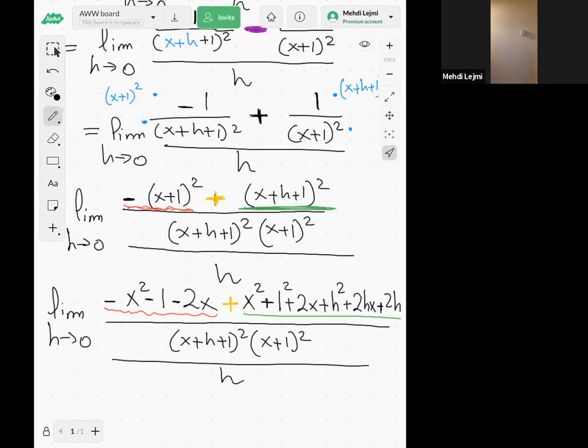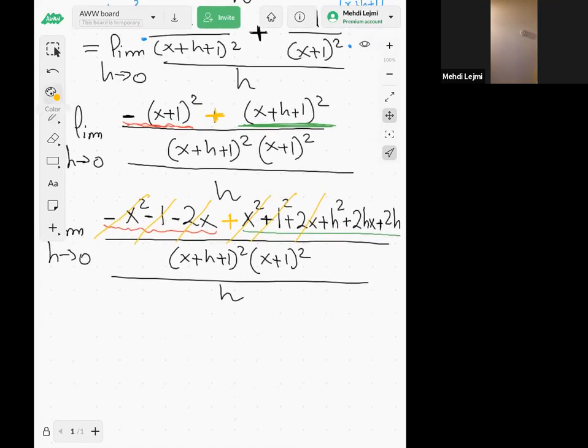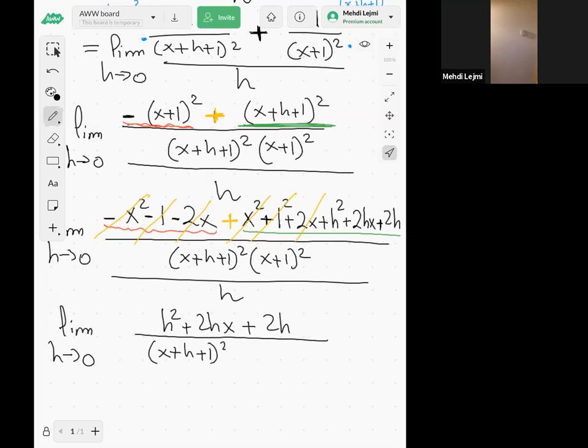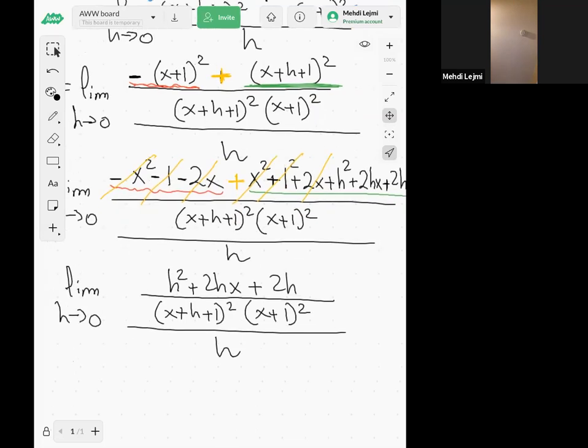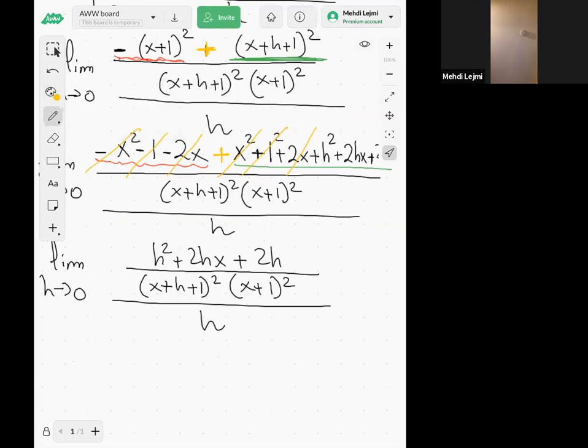Now, there are some cancellations here in the top. You see there's this minus x squared plus x squared, there's this minus one plus one, and there's this minus 2x plus 2x. So this would be the limit as h goes to zero of h squared plus 2hx plus 2h over x plus h plus one squared times x plus one squared, the whole thing divided by h. So again, this is division of fractions. This h in the bottom, you can make it a fraction, so this is h over one, and then you have to flip this one as usual.